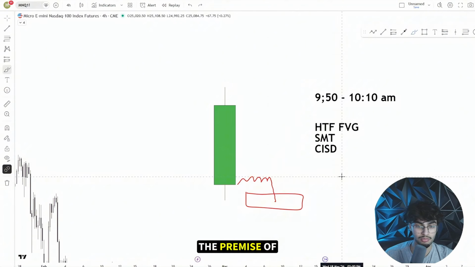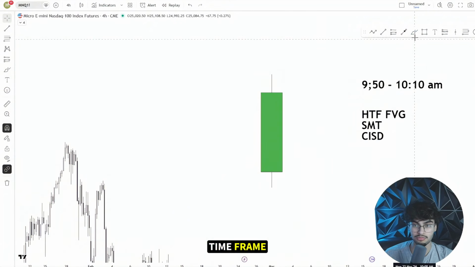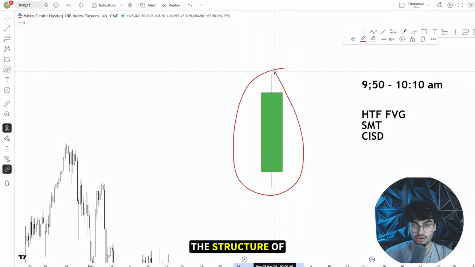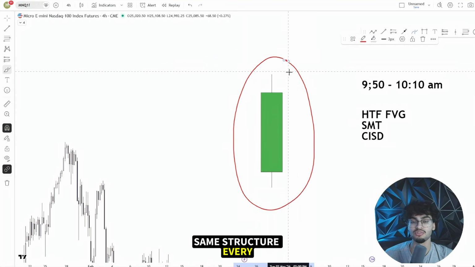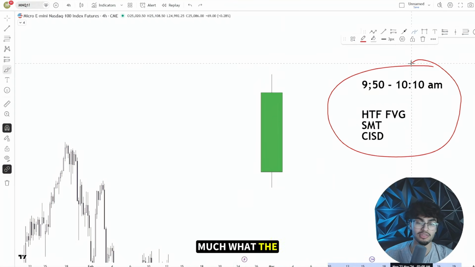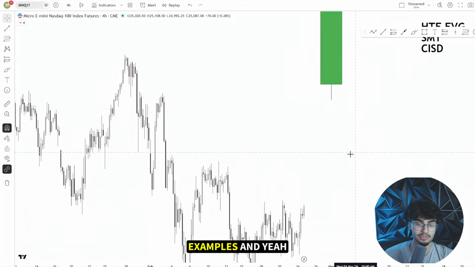So that's pretty much the premise of the strategy. We're trading candle body dynamics on the lower time frame, and we're trading the structure of the 4-hour candle that opens up every single day at 10 a.m. It follows the same structure every single day. So that's pretty much what the 10 a.m. AMD model includes. So let's get straight into some examples.